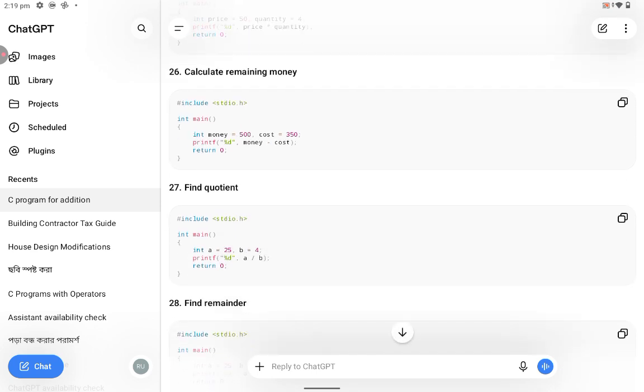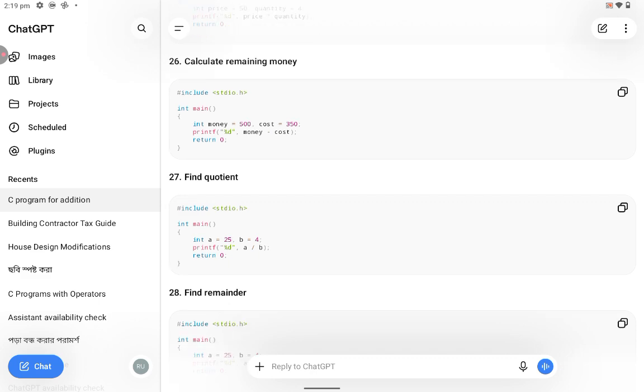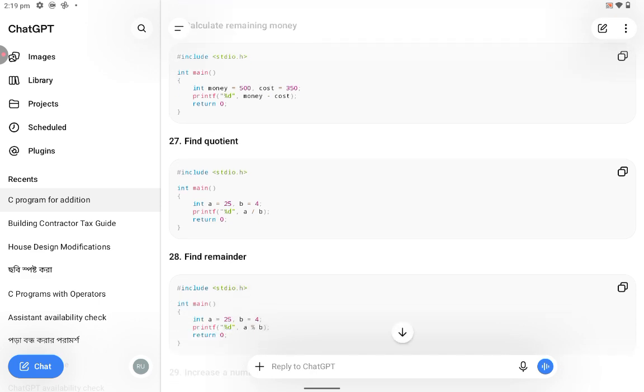Calculate remaining money. So the money is the variable, which is 500, cost is 350. What is the remaining cost? Money minus cost. So 500 minus 350 will be the result in this case.